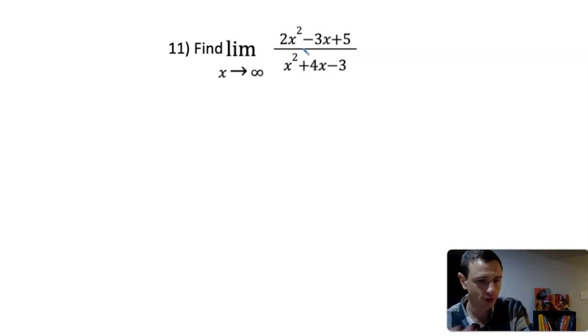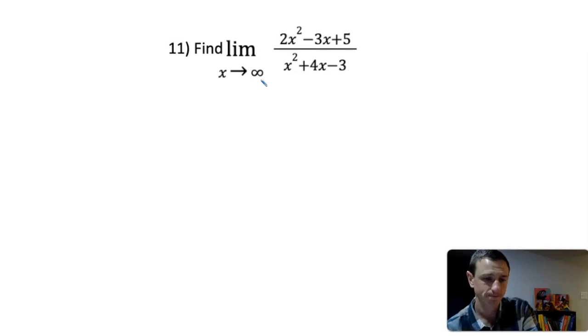Well, if we were to just plug in infinity into the top and bottom, what we'd end up with is infinity over infinity pretty much. Because x squared, infinity squared is infinity, and we're just going to end up with infinity. Bottom, same thing, plug in infinity, infinity. So we can't do that though. It's not how we want to manage infinity.